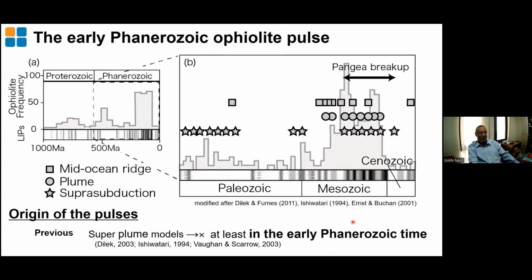Interesting to see that the ophiolite in the Paleozoic was mainly related to a supra-subduction environment, while in the Mesozoic, we have three types of environment related to ophiolite. We have the mid-ocean ridge ophiolite, we have plume-related ophiolite and supra-subduction zone ophiolite. And this raises the question why we don't have this in the Paleozoic, why we rarely find a mid-ocean ridge or plume type at that time.